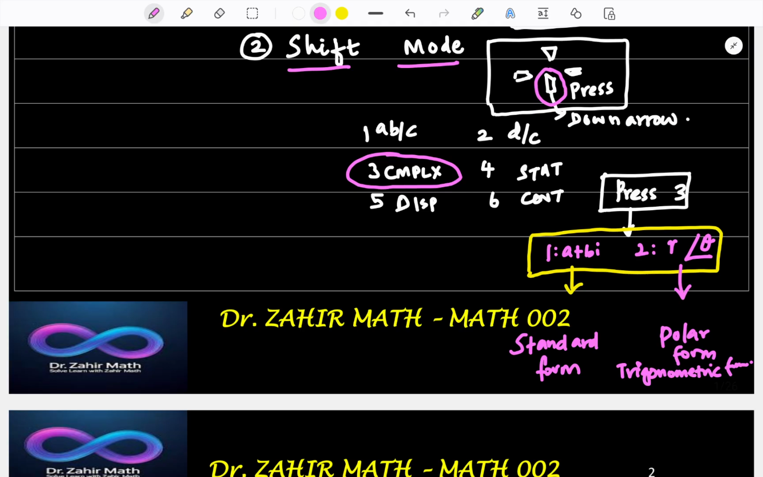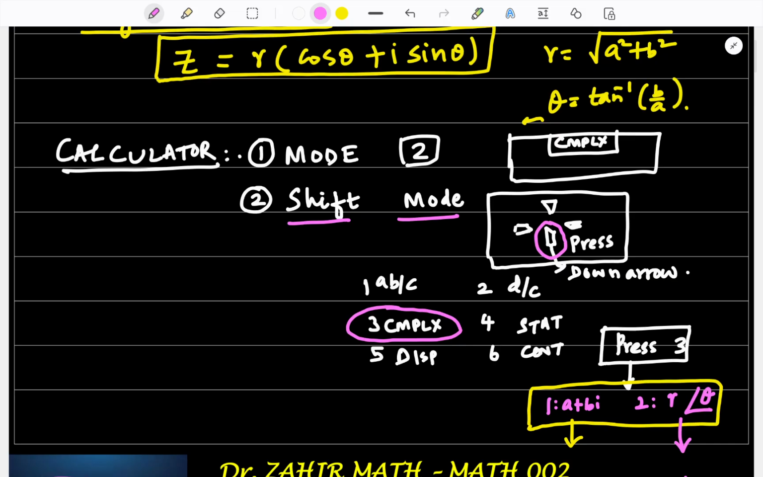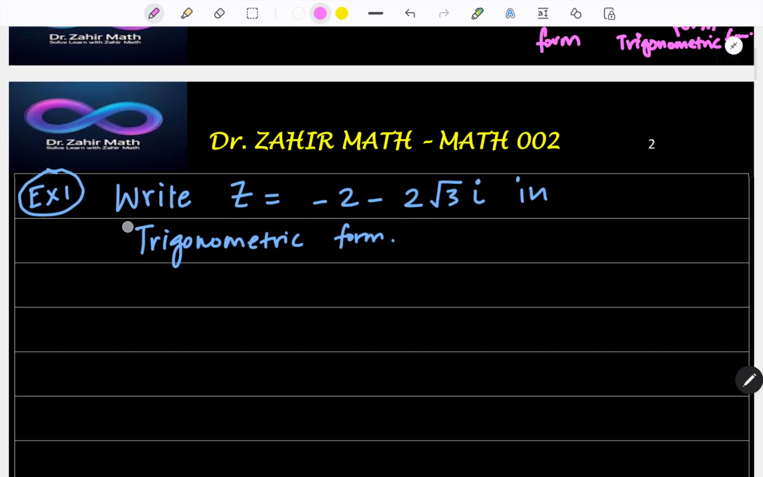When I go to the question, you should remember all these things. Once again, I'll repeat. Mode 2, complex, Shift Mode, down arrow, number 3. After pressing number 3, if the question is standard form, use this one. If the question is trigonometric form, use this one. Right, so let's go to the question.